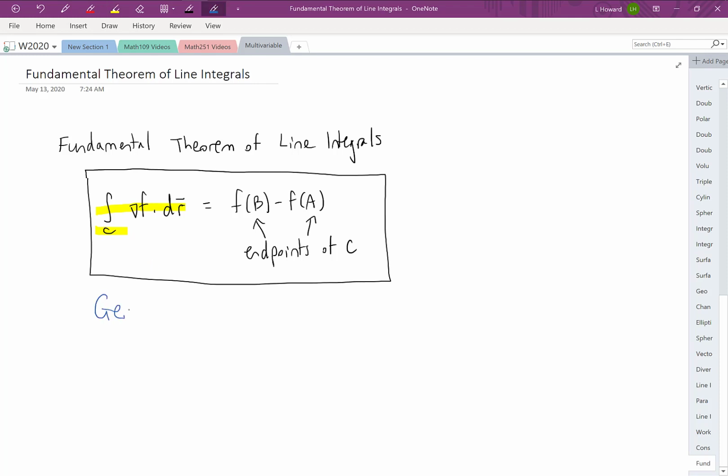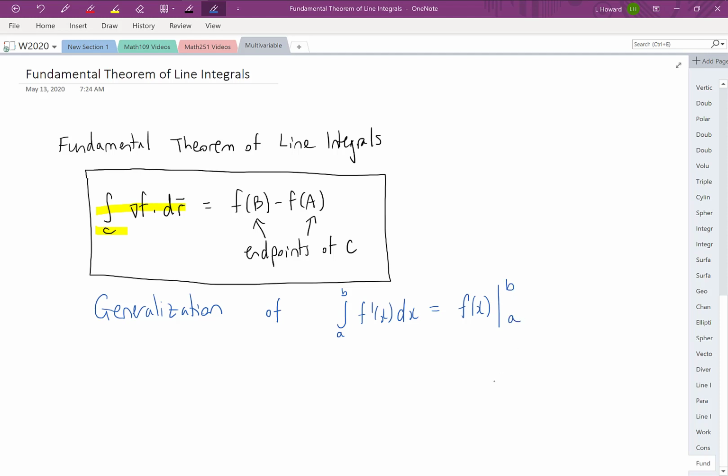We can think of this as being a generalization of the fundamental theorem of calculus that says if you integrate a derivative, let's say we integrate f prime of x with respect to x over a certain interval from a to b, then the way we actually perform that integration is to find the function f of x, meaning find the antiderivative, and then evaluate it at b and then at a.